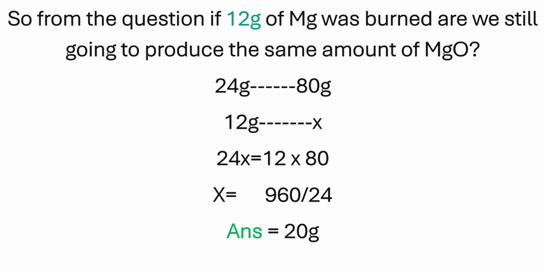Alright, let's continue. So we say if 24 grams of magnesium yielded 80 grams of magnesium oxide, what will 12 grams of magnesium produce? So when we do the maths, we will have that 20 grams of magnesium oxide will be the mass of magnesium oxide that will be produced.